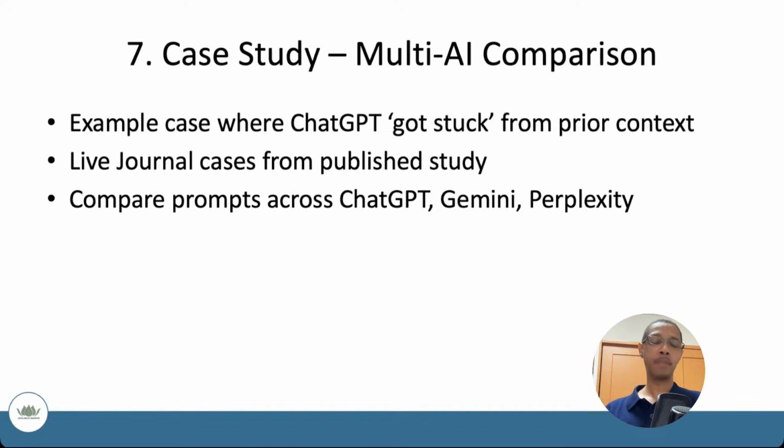Now let me talk about a case I mentioned where it got stuck. ChatGPT or any of these AIs can get stuck. And what do I mean by stuck? They can get stuck in a loop where they're just giving you the same information over and over, regardless of what new information you put in there. It can get locked on one point and just won't change its idea. So I'll explain a case where this happened, and it's something you definitely need to be aware of.